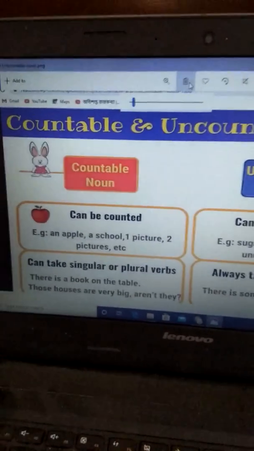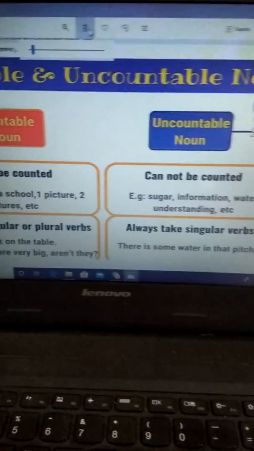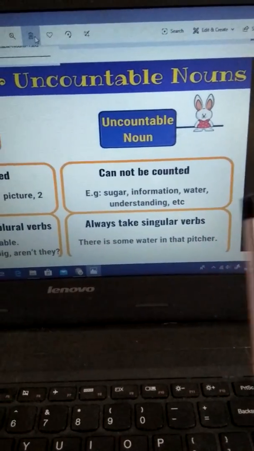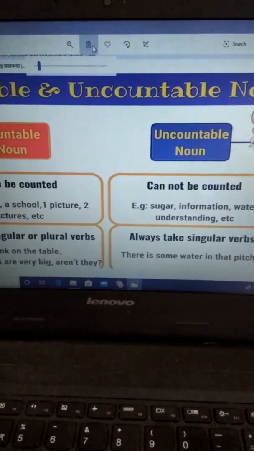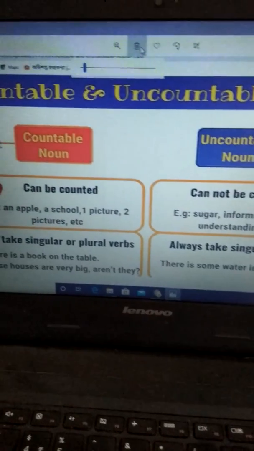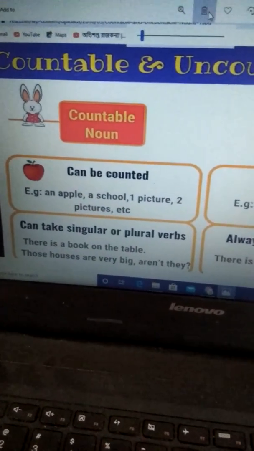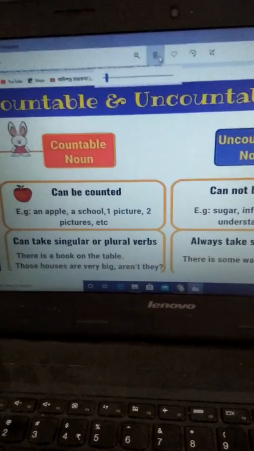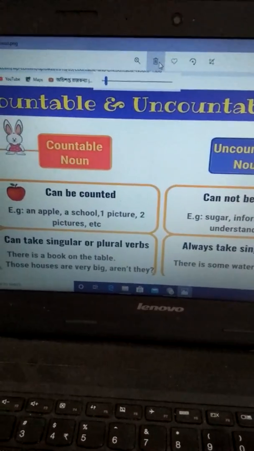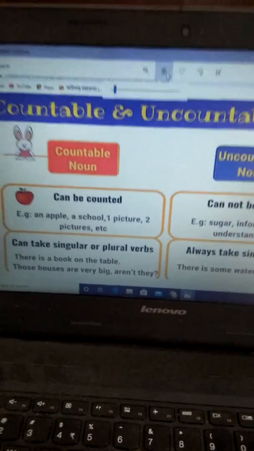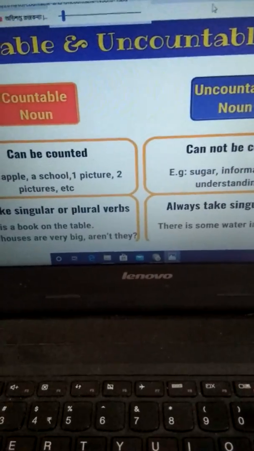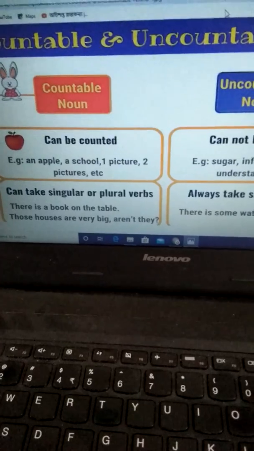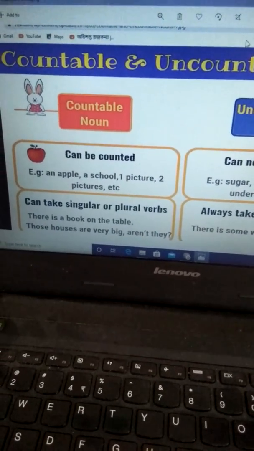Our topic for today is countable and uncountable nouns and singular and plural nouns. Before we start off with the countable and uncountable noun, I just want to revise what is a noun. We all know that noun is the name of a particular person, place, animal, or thing.